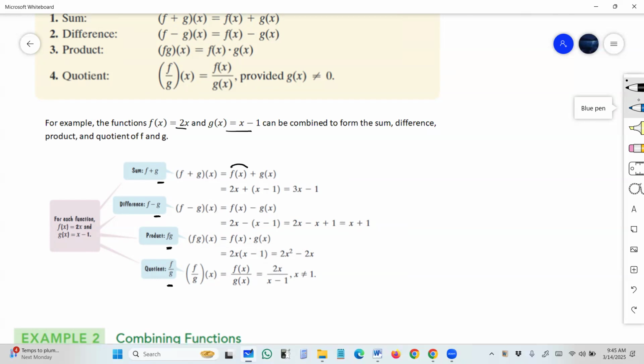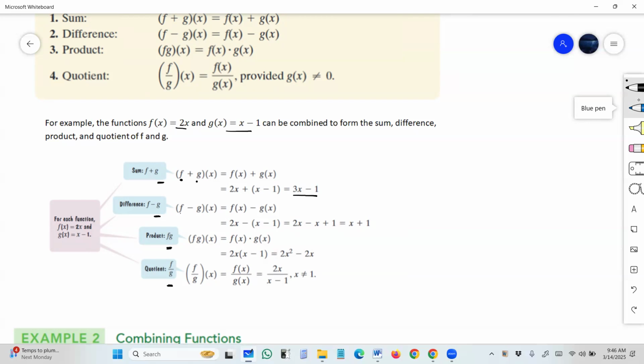So we write the function f of x, which is 2x. We write g of x. We normally have parentheses, even though this is addition, just in case the function begins with a minus. And now I have to add the 2x and the x minus 1. Obviously, 2x and x are like terms, so we combine them into 3x minus 1. So the combination of f plus g is 3x minus 1.